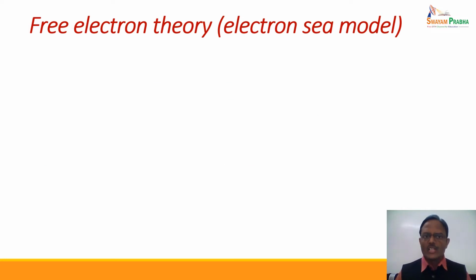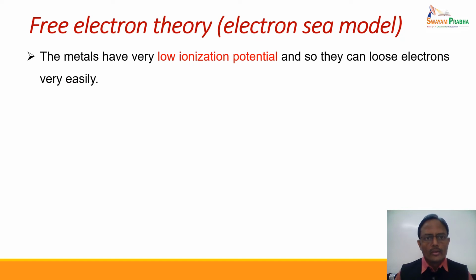The first theory which explains this metallic type of bonding is the electron sea model, or free electron theory. According to this theory, the metals have very low ionization potential, and so they have a very strong tendency to lose electrons. We know what ionization potential or ionization enthalpy is. It is the minimum amount of energy required to remove the most loosely bound outermost electron from an isolated gaseous atom. So these metals have low ionization enthalpy, and so they tend to lose the valence electrons very easily.